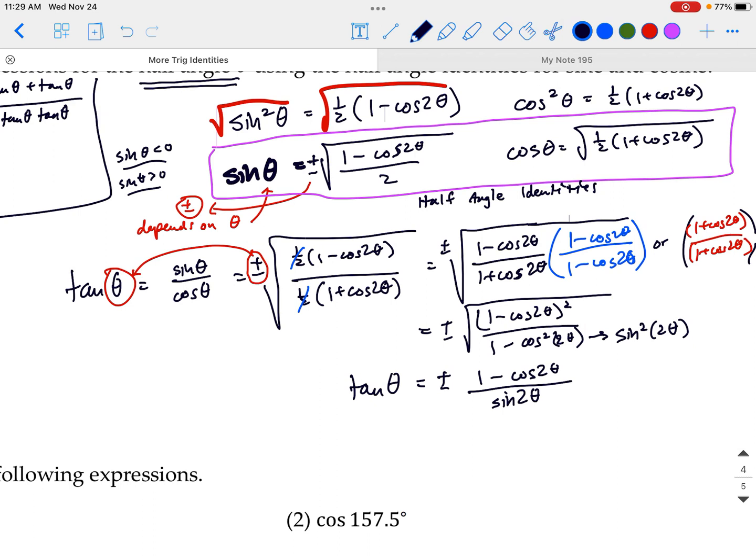So that means that tangent of theta is equal to plus or minus 1 minus cosine 2 theta over sine 2 theta. Or if we did it the other way with the 1 plus cosine 2 theta, we would get sine 2 theta over 1 plus cosine 2 theta. Again, plus or minus.